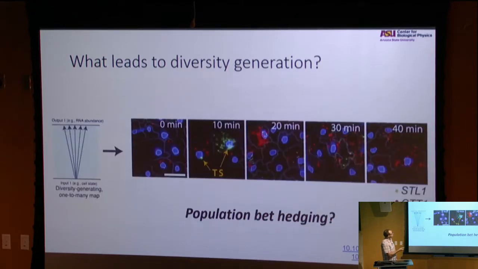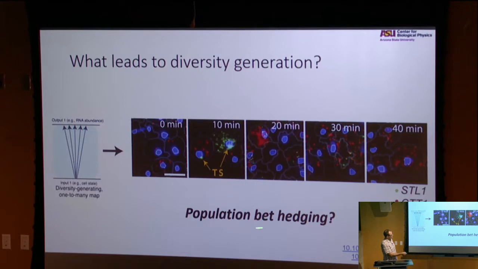What my group has worked on is working on fixed cells, which means they're dead. And then what we do is we image a bunch of cells at, say, 0 minutes, a bunch of cells at 10 minutes. These are two different populations of cells. The red dots here are one type of RNA. The green dots are a different type of RNA, 20 minutes, 30 minutes, 40 minutes.